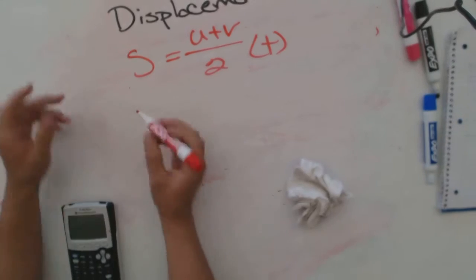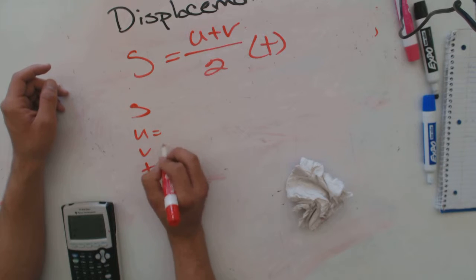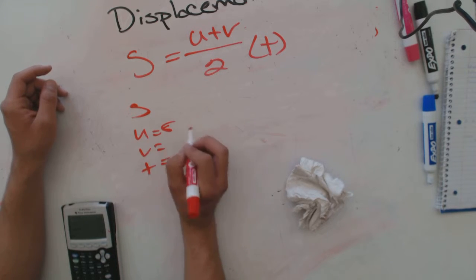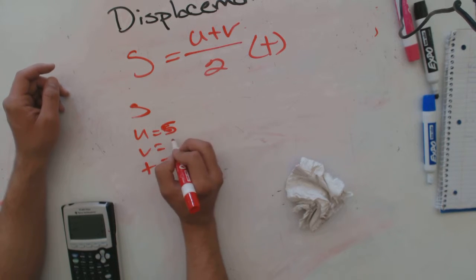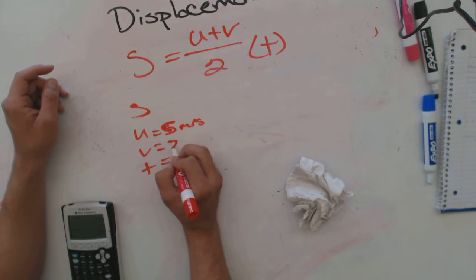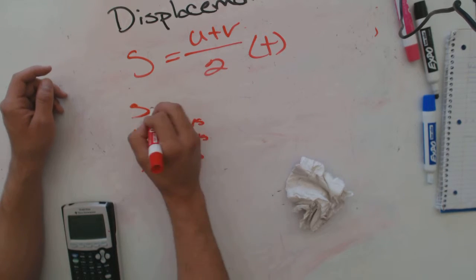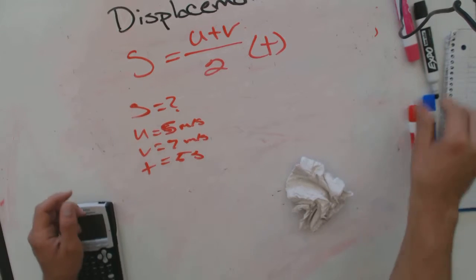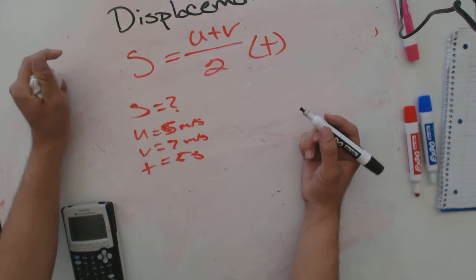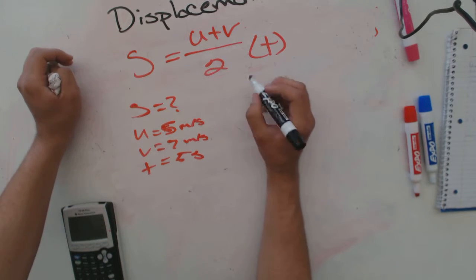Let's say that we're trying to find S, given U, V, and T. The initial velocity is 5 meters per second. The final velocity is 7 meters per second. And time is 5 seconds. So we want to find displacement. Let's start: first we plug everything in.